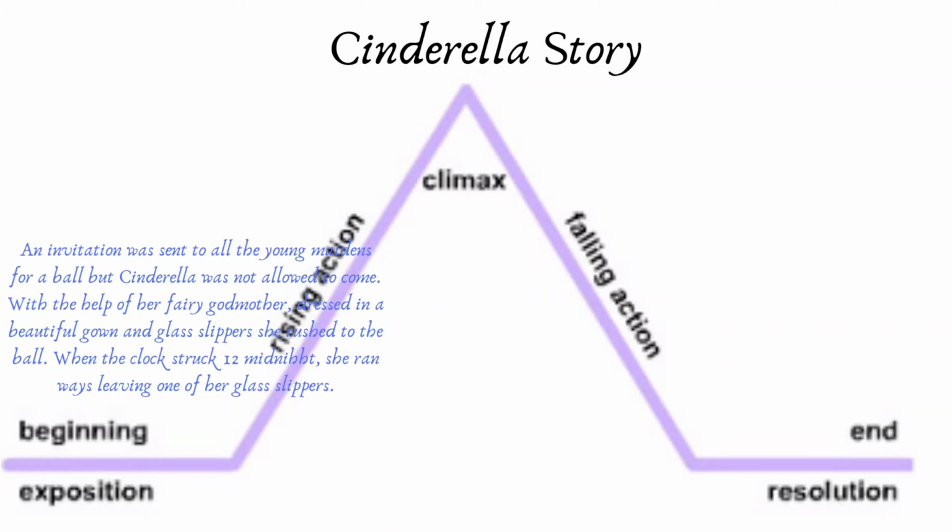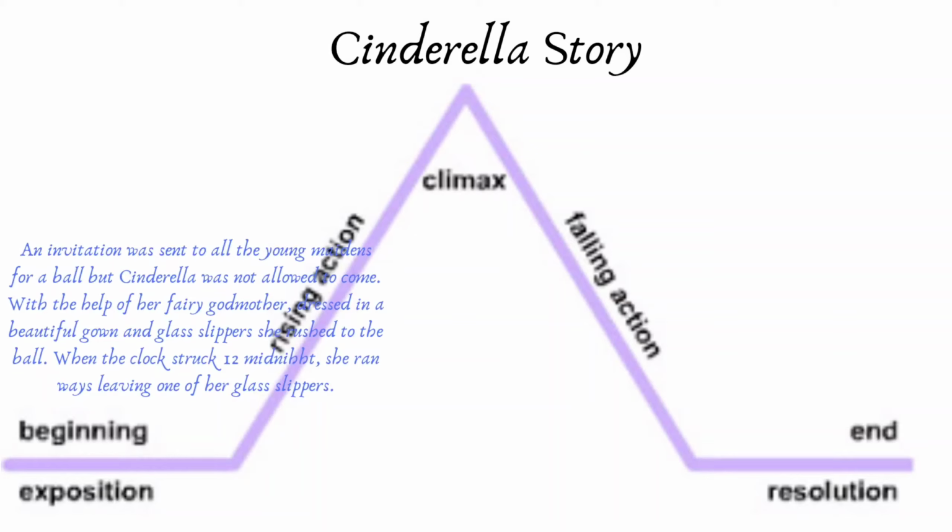For the rising action, an invitation was sent to all the young maidens for a ball, but Cinderella was not allowed to come. With the help of her fairy godmother, dressed in a beautiful gown and glass slippers, she rushed to the ball. When the clock struck 12 midnight, she ran away, leaving one of her glass slippers.